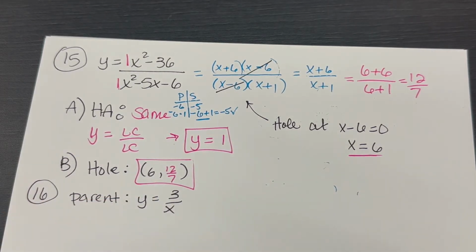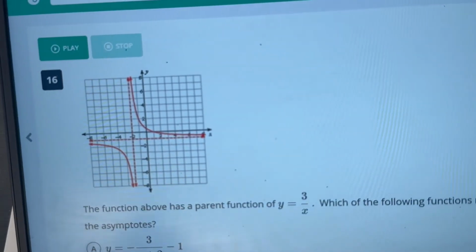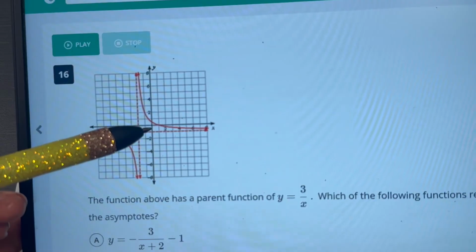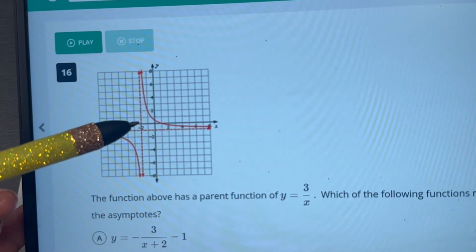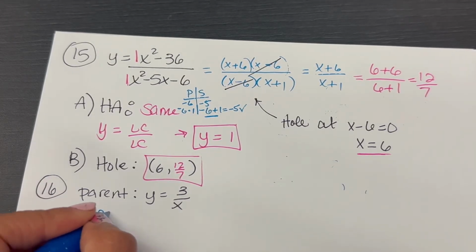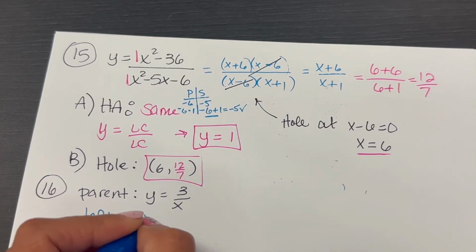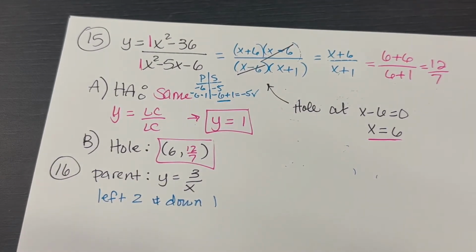Okay, so in this graph, remember, all parent functions start at the origin. So we have to look at where the asymptotes moved. We moved left 2 and down 1. So we know that this went in the graph left 2 and down 1.